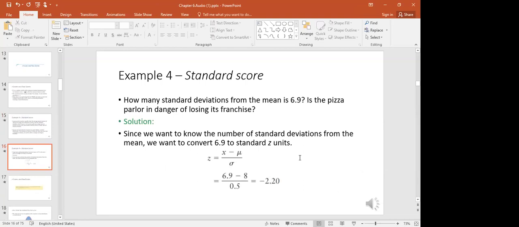So we may want to know how far away is the quantity that we have from this sample from the actual mean. How many standard deviations from the mean is 6.9? So we subtract the mean from 6.9 and divide by 0.5, and we get negative 2.2. Negative 2.2 is still within 3 standard deviations.